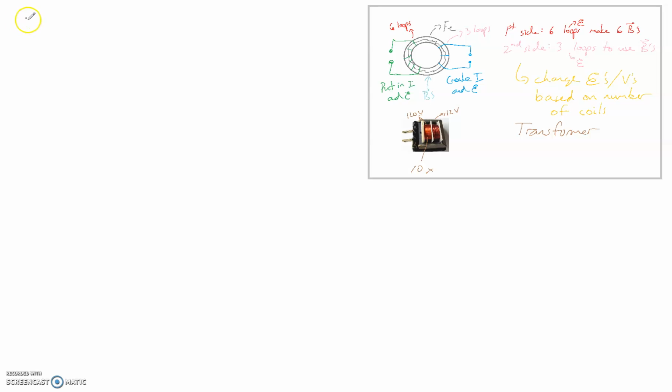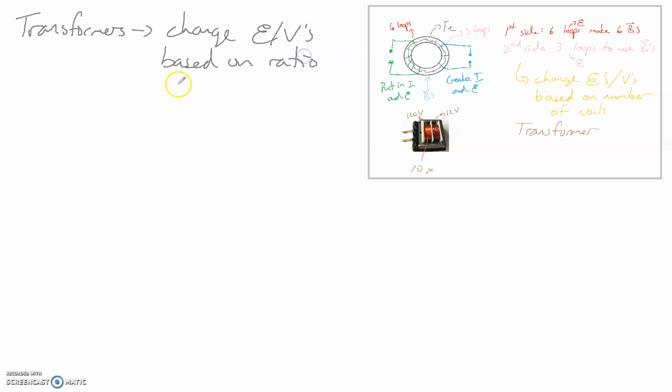So if we look at transformers in general, basically what they do is they can change the EMF or the voltages, whatever you want to call it, based on the ratio of loops that's actually used. Okay, and this is what we were talking about last time a little bit.